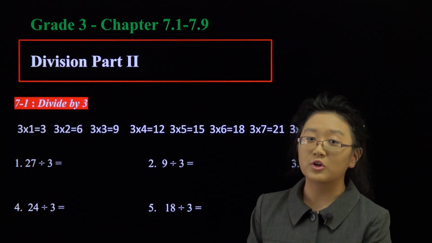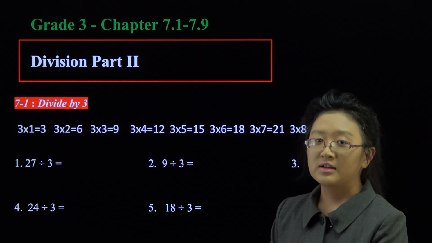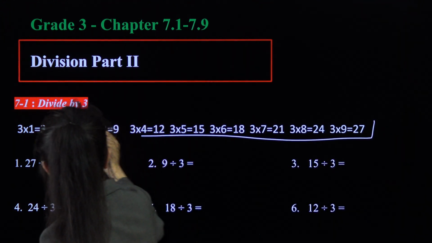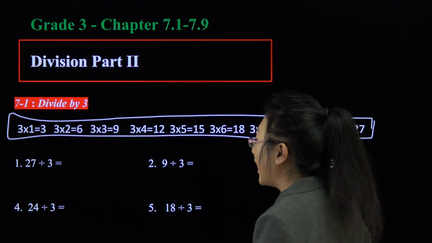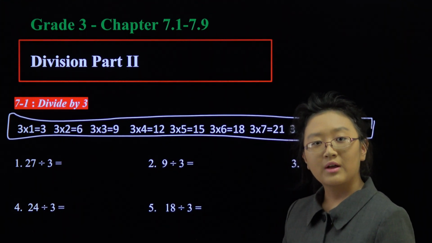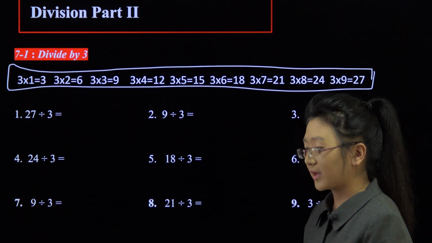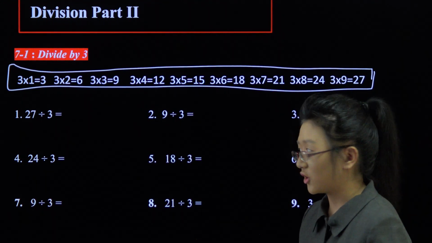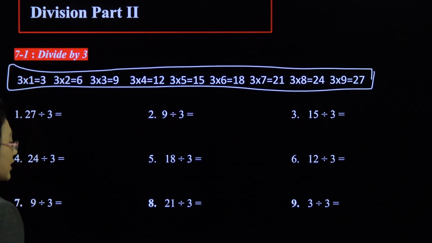27. Division Part 2. We start with division with threes. This is the part of the multiplication table that you need to know to divide by 3. Right now, we're just dealing with stuff that's on the multiplication table. Long division is a thing for the future.